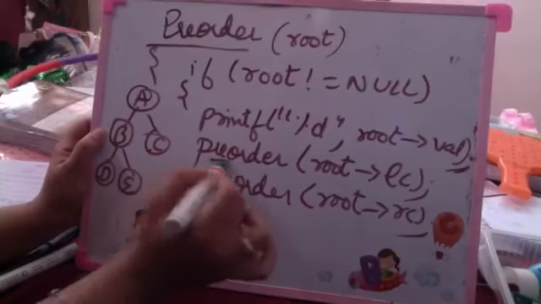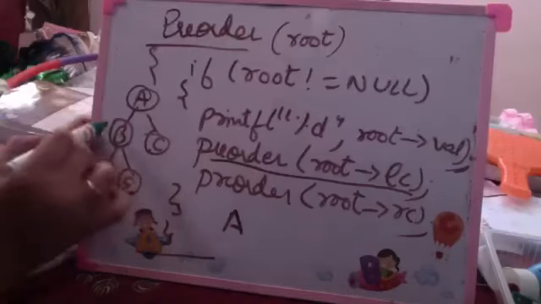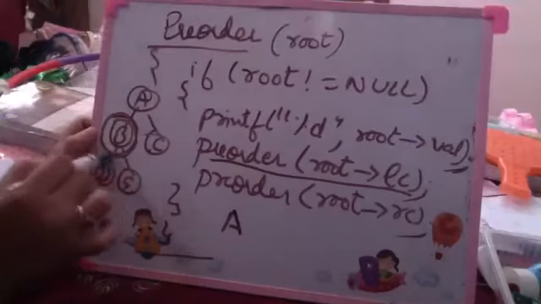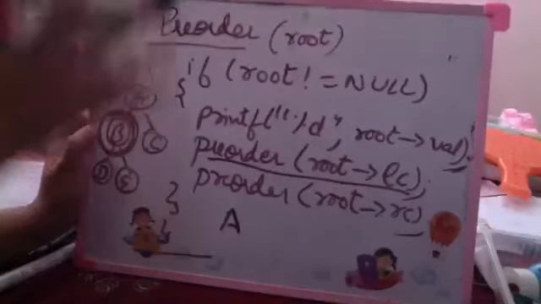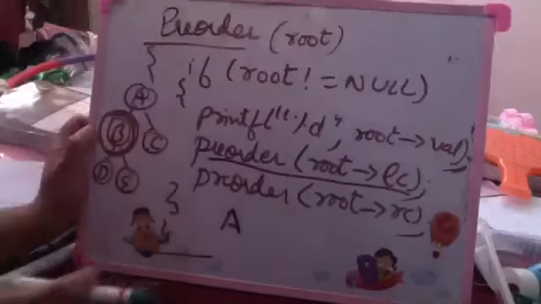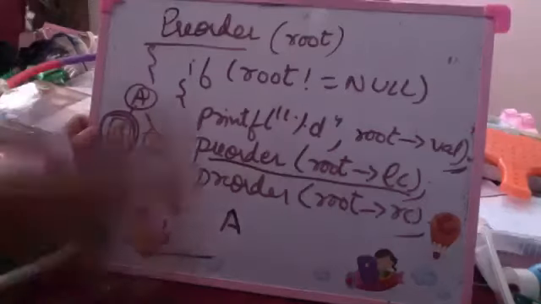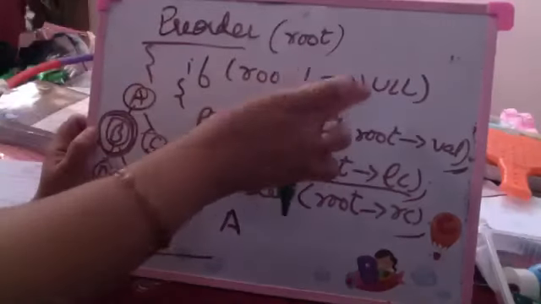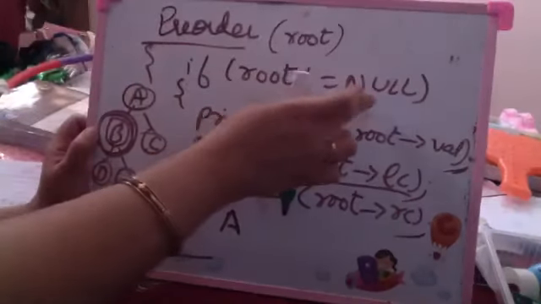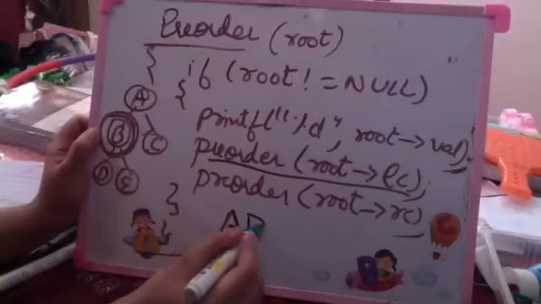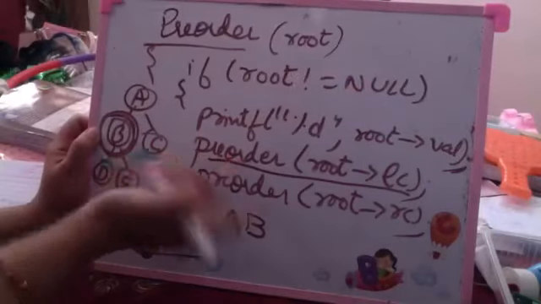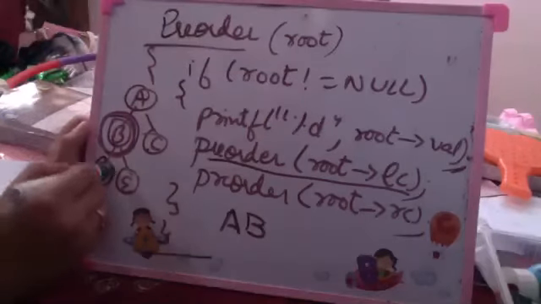After that, I call the pre-order traversal for the left child of A, which is B. Now the same function is again called for B. We have not come out of the function for A, we are still inside it. It is again called for B. B is not equal to null, the condition is true. Print B. And again call the same for the left child of B, which is D.